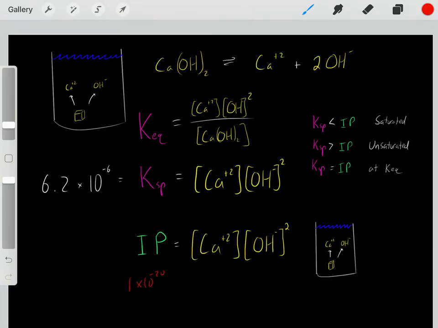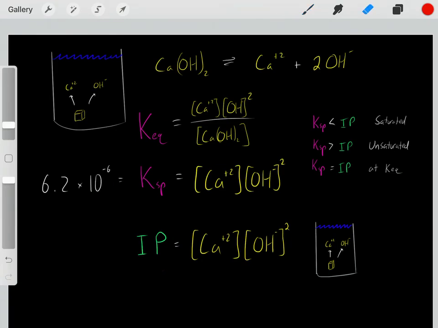Whenever we take the current concentrations, plug them in and find our ion product, and the ion product is less than the Ksp, we're not saturated. We haven't reached saturation concentrations, so more is going to dissolve. Eventually we'll reach saturation concentrations, and once we plug them in, we'll get our Ksp; it'll equal our Ksp. But now let's do another example.